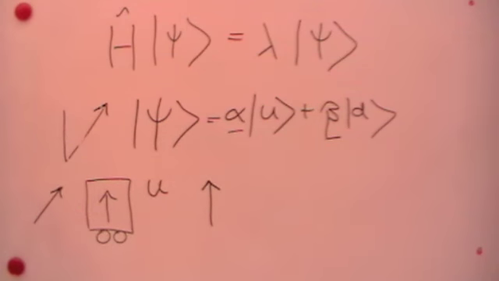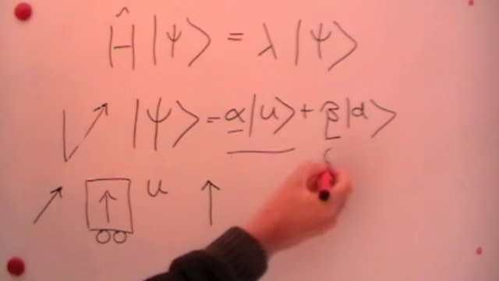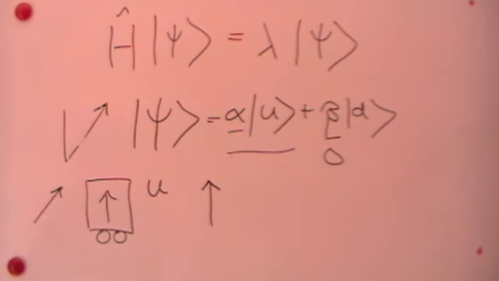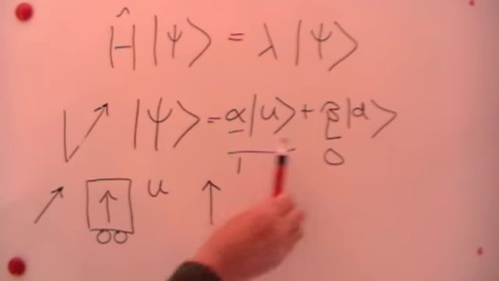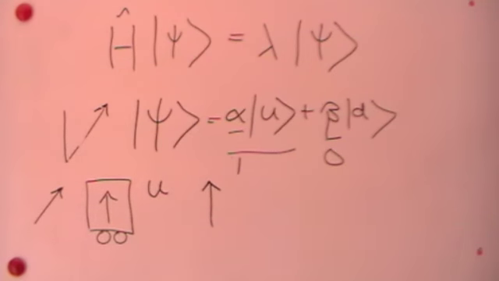But once it's been measured as up, it is entirely up and beta falls to 0. And alpha, of course, becomes 1. It now has a complete state of up and no state of down. And that was the consequence of measuring.